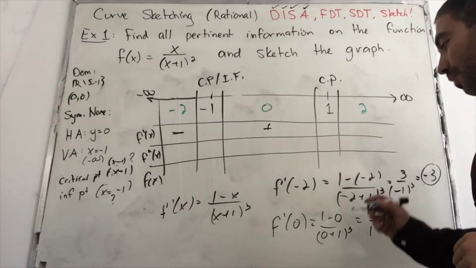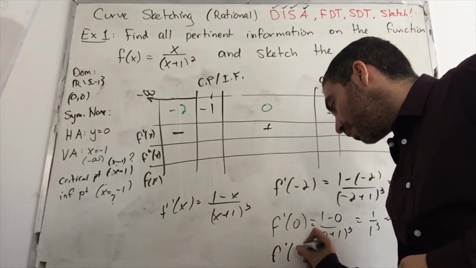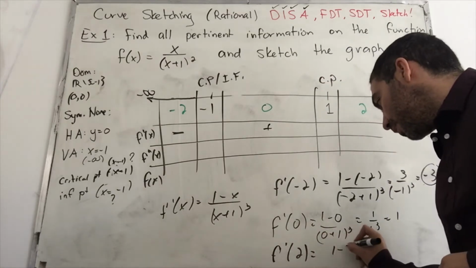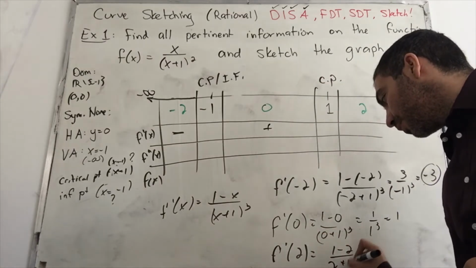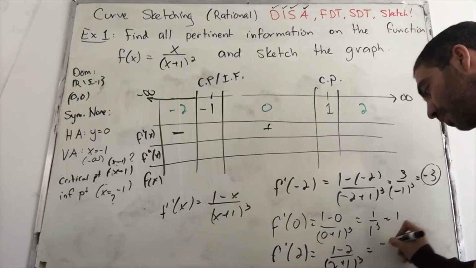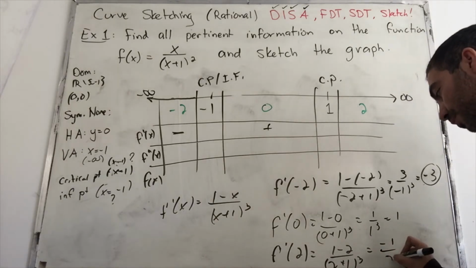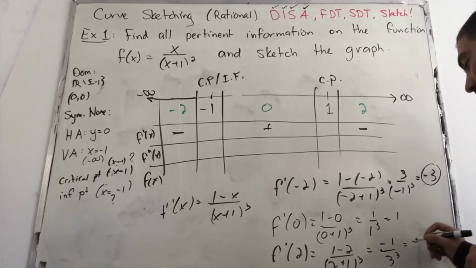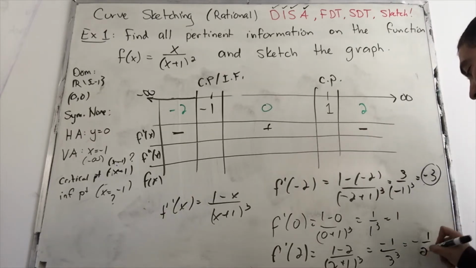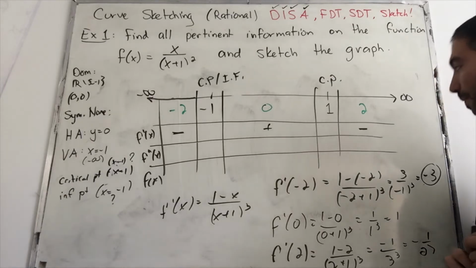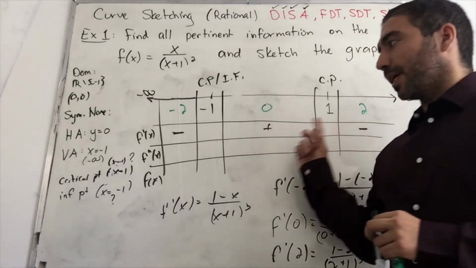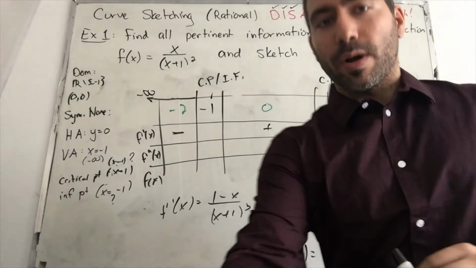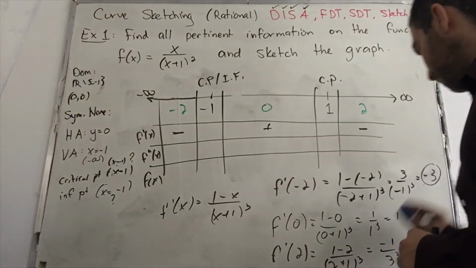And over here, greater than 1, when we plug in 2 into the first derivative, we get 1 minus 2 over 2 plus 1 cubed. 1 minus 2 is negative 1, 2 plus 1 is 3 cubed. So we get a negative value. Okay, so negative 1 over 27, 9 times 3. So we get negative, positive, negative. So that's the first derivative done. Let's go ahead and check the second derivative.